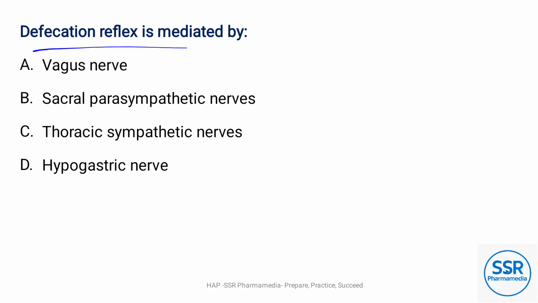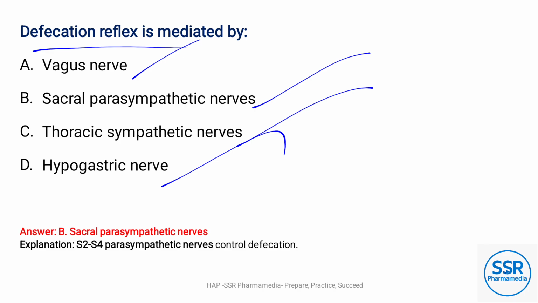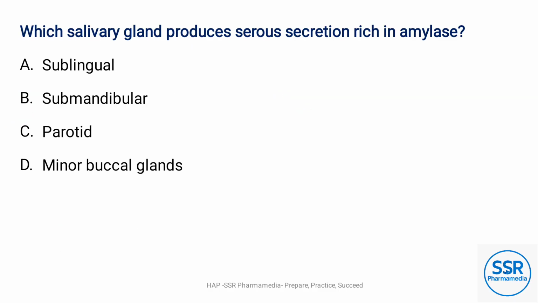The defecation reflex is mediated by: option A, vagus nerve; option B, sacral parasympathetic nerve; option C, thoracic sympathetic nerve; option D, hypogastric nerve. So the answer is option B, sacral parasympathetic nerve. So S2 to S4 parasympathetic nerves control defecation.